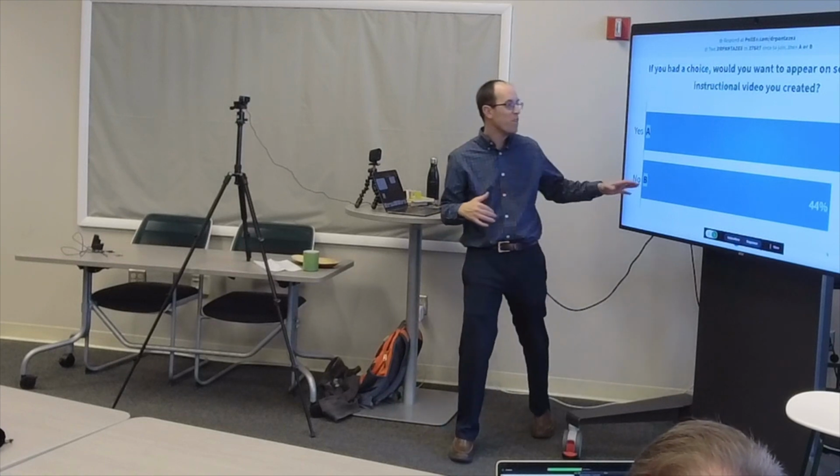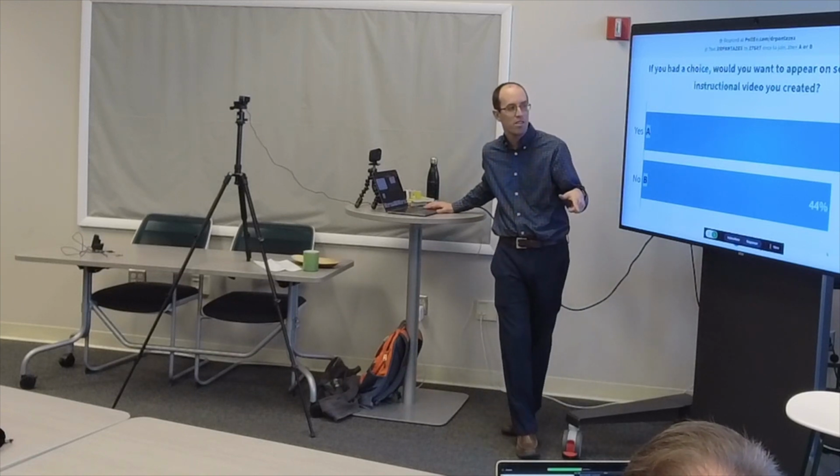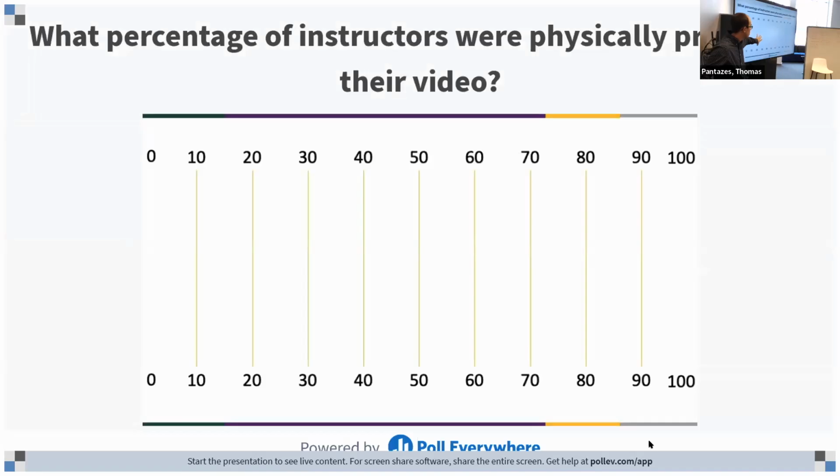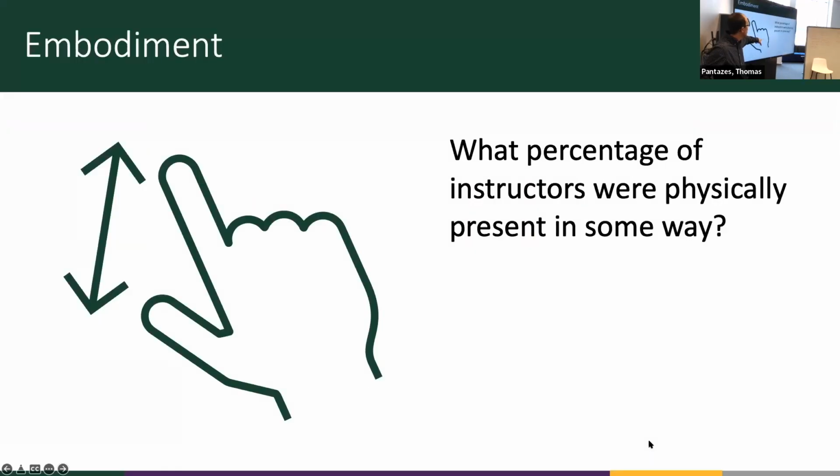So 44% were like, if I had a choice, I'm not there. 50%. This is interesting. Almost half split. So I'm going to skip the next question because I like the way that this breaks out. So we're going to go right to the answer here.